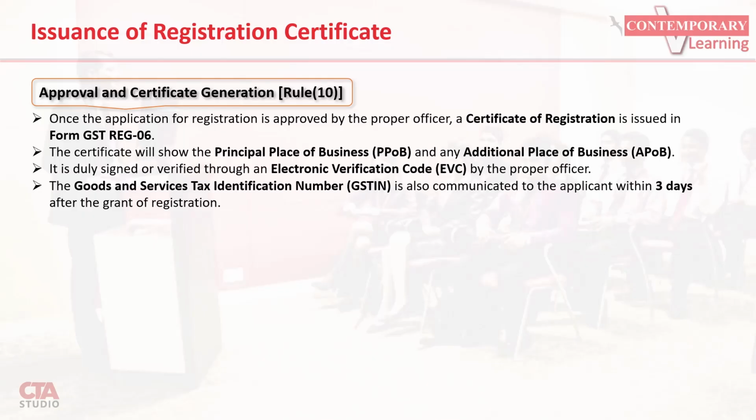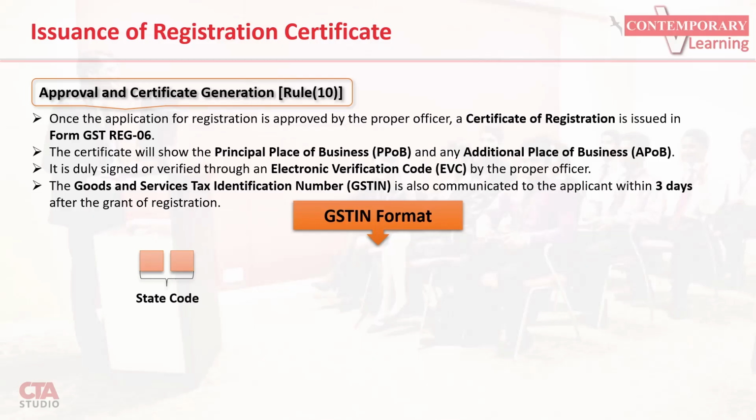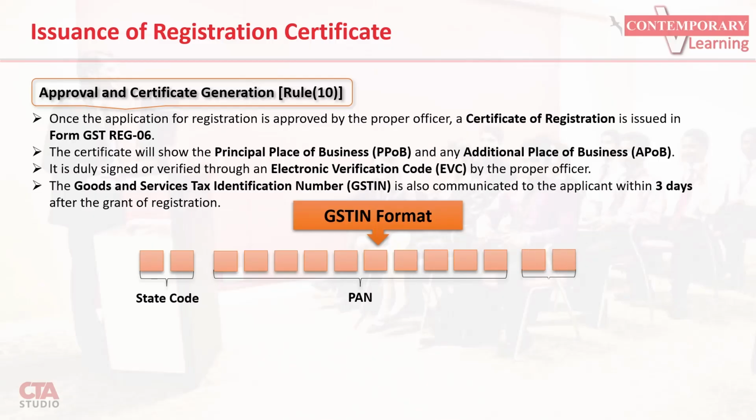GSTIN format. The Goods and Services Tax Identification Number follows a specific 15-digit format. Let me break this down for you. State code: the first 2 digits represent the state code. PAN: the next 10 digits are your PAN number. Entity code: the 13th digit represents the entity code within the state for the same PAN. Checksum character: the final 2 digits are checksum characters for validation.